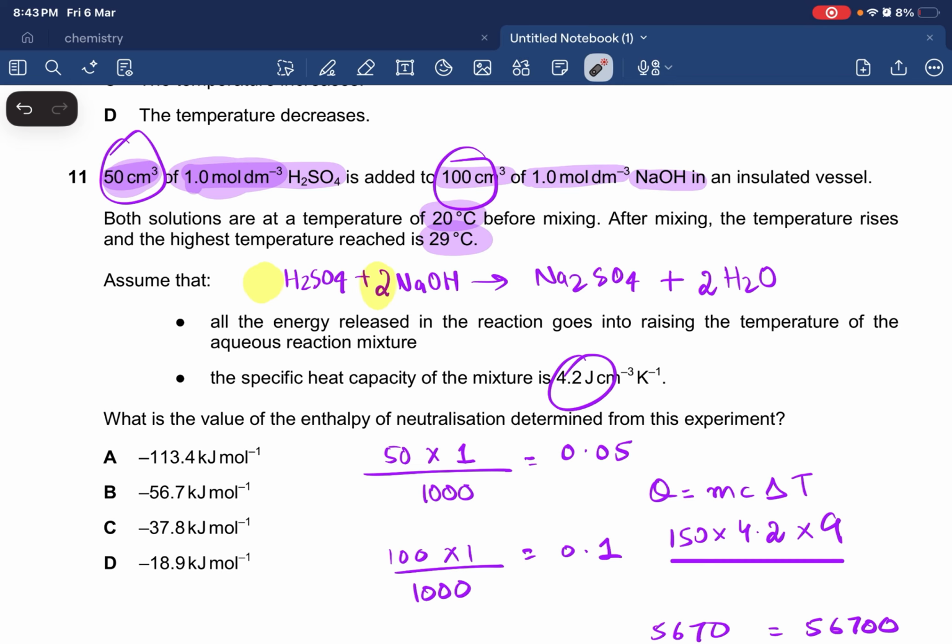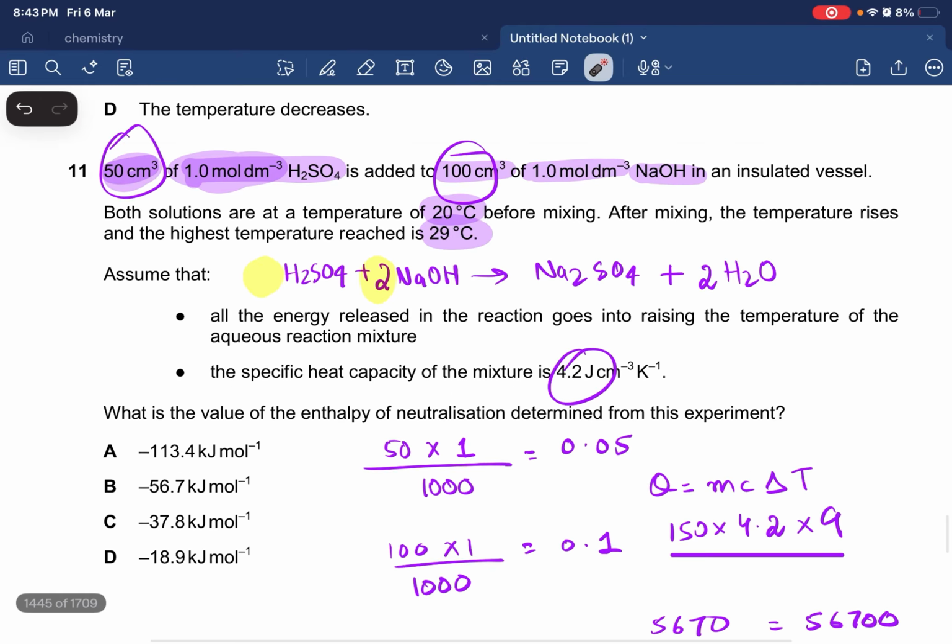We usually divide by the moles of the limiting reactant, but over here we're going to divide by the moles of NaOH. Why? Because enthalpy change of neutralization is when 1 mole of water is being formed. You can see over here we're forming 2 moles of water, right? So what are we going to do? We're going to divide this heat change. This is for 2 moles of water. We need it for 1 mole of water, right?